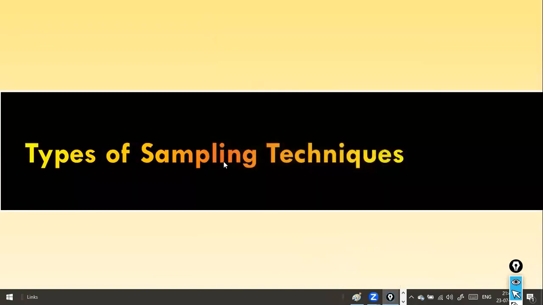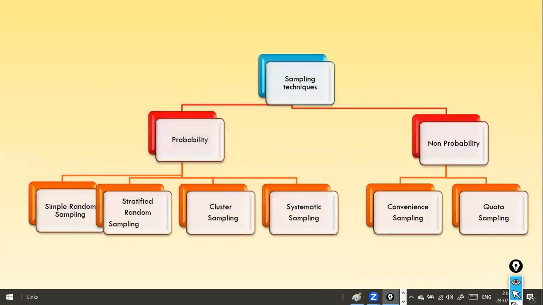What are the different types of sampling techniques? There are different sampling techniques. At a high level, there are two branches. One is the probability sampling technique, or the non-probability sampling technique. Within probability sampling itself, we have four different types: simple random sampling, stratified random sampling, cluster sampling, and systematic random sampling.